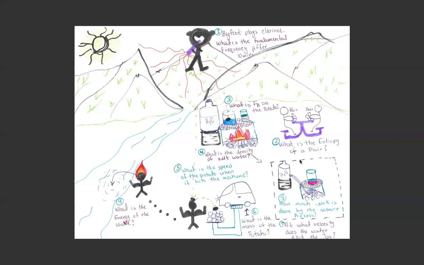And then that piston that we had there originally cools down. And so then it is an isobaric compression. And we want to know how much work is done by the isobaric process.